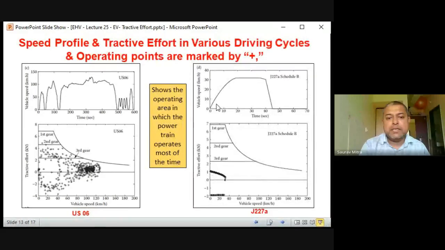And there is another diagram, J227A. This is a special case actually. Here you cannot increase the speed of the vehicle too much, so your maximum speed is around 30, 35 kilometers. So that's why you are totally within the first gear. No need to increase the gear because your maximum vehicle speed is 30, 35, 40 kilometer per hour.